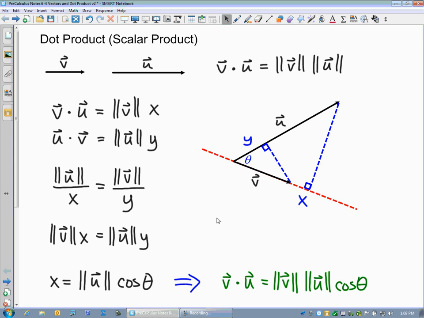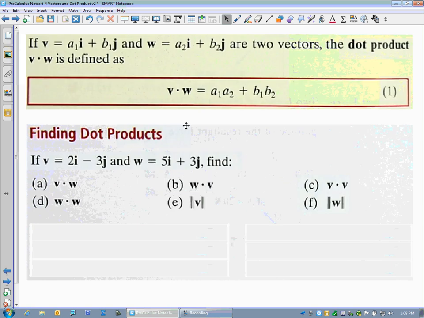Now, luckily, we don't have to keep doing the magnitudes every time. There is an algebraic shortcut way to calculate the dot product. So along with this geometric understanding, let's look at the algebraic definition. The dot product is defined as the product of the vertical components plus the product of the horizontal components. Or in other words, if vector v is a1i plus b1j, and w is a2i plus b2j, then a1 times a2 plus b1 times b2, when you add them together, that will be the dot product.